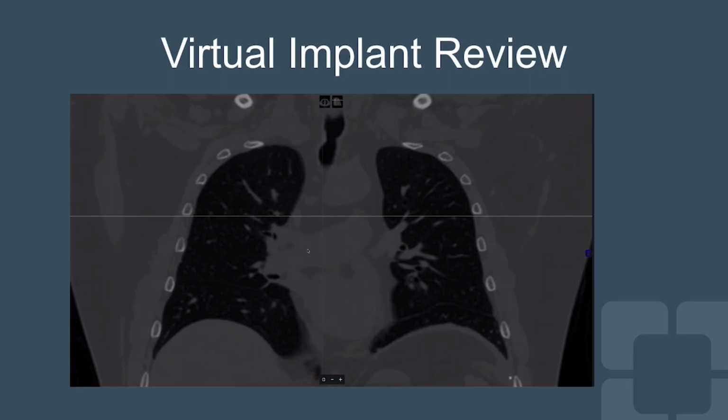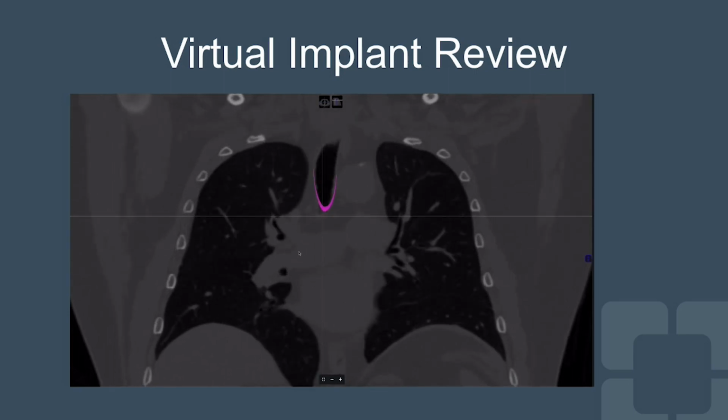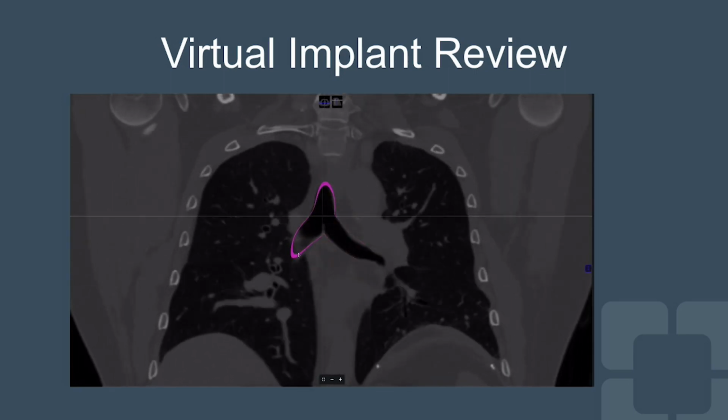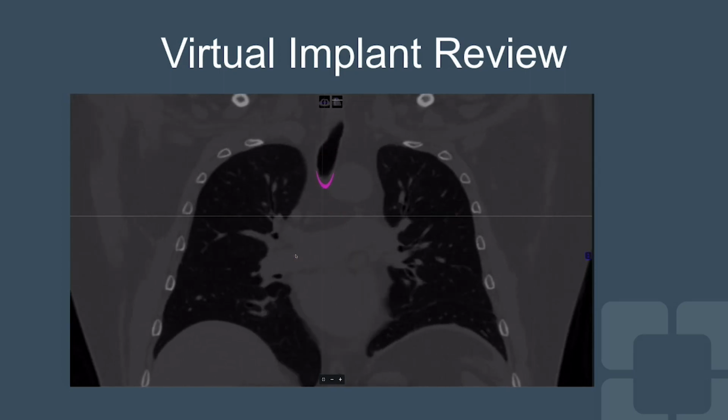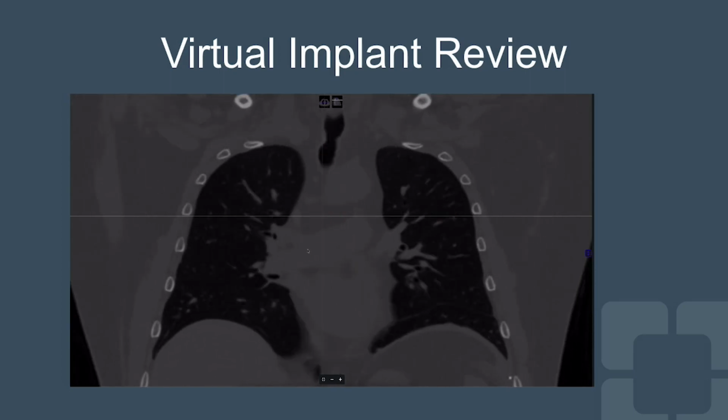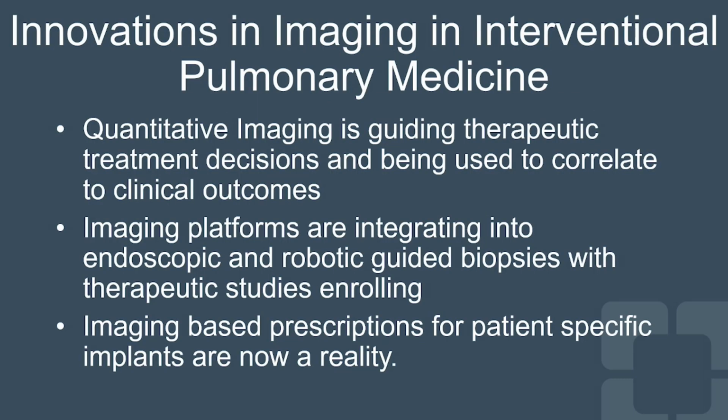And then also, at the same time, I could take a look at the CT scan with the proposed stent in place, and that purple line represents the stent I designed, and it would show me exactly where it would fit in the lung. So this is a real step in the right direction for precision medicine. It gives me the ability to design exactly what implant I would need and where I would place it.